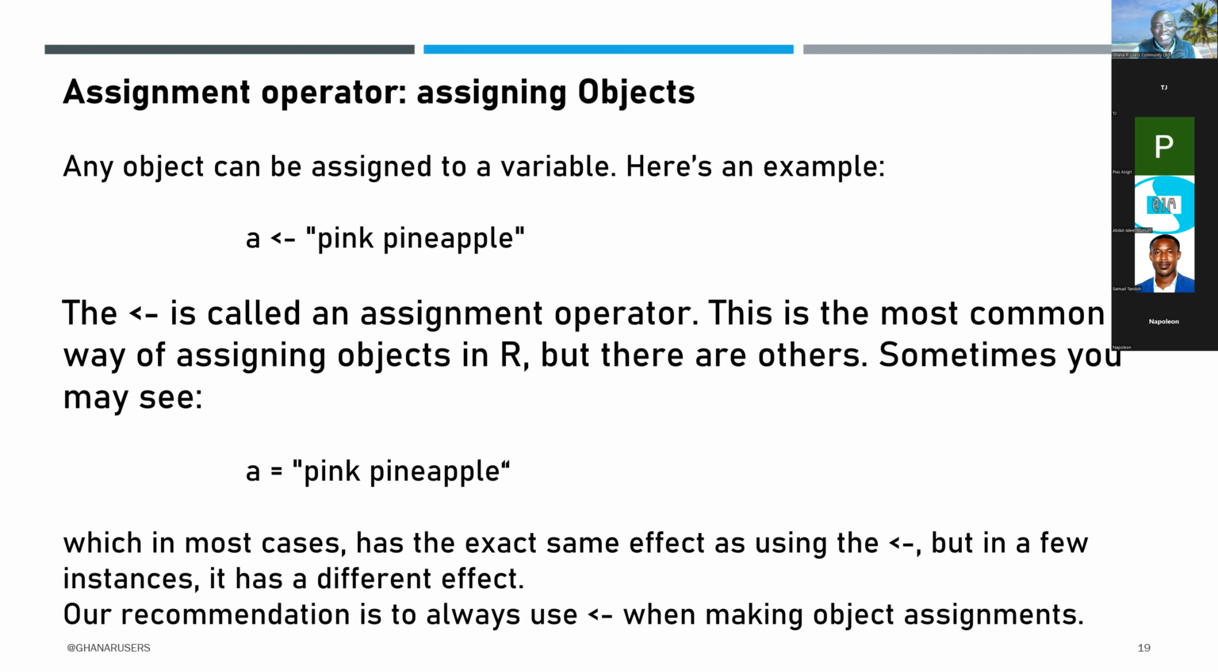Now, the assignment operator, as I said, is the one that helps us to give the objects the elements that are created. So for example, we want to create an object A, and A is going to hold pink pineapple. So we see how the assignment operator is used. When I type this into R and I enter, and then I just type A, enter, it will give me straight away pink pineapple, because that's the object I've created. And as I said, you can also use the equal to sign, but the recommendation is that you always use this when making object assignments.